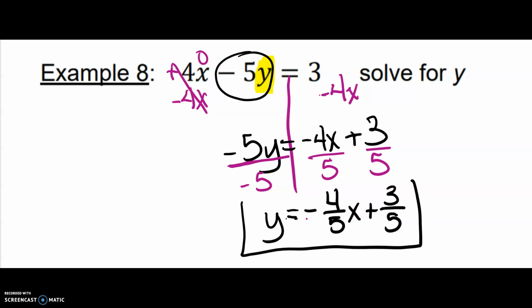So now this is our final answer for this one. We have solved for y. It's all by itself on the left side of the equal sign. That is in our y equals mx plus b form. So when we start graphing very soon, we'll be able to use this to find our slope and our y-intercept. Now there's one more equation on your paper, so go ahead and try that one on your own and solve that one for y.